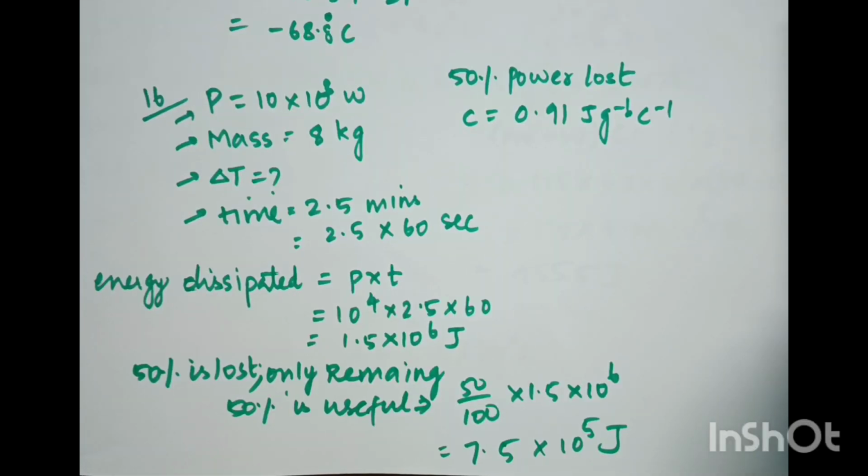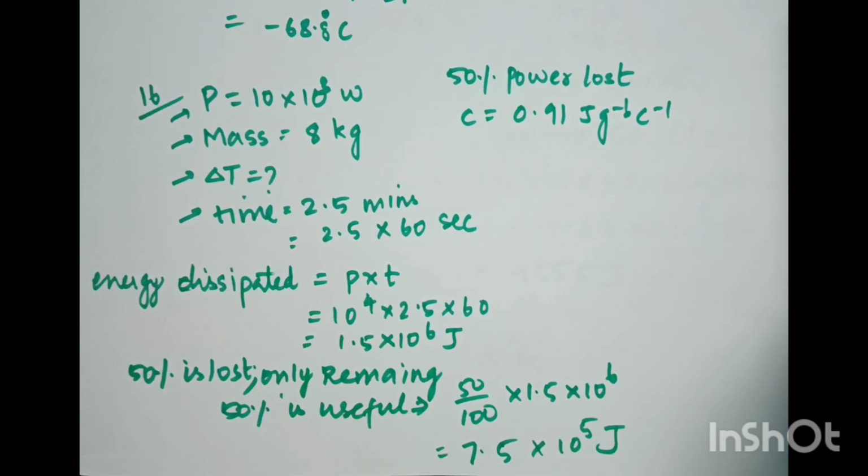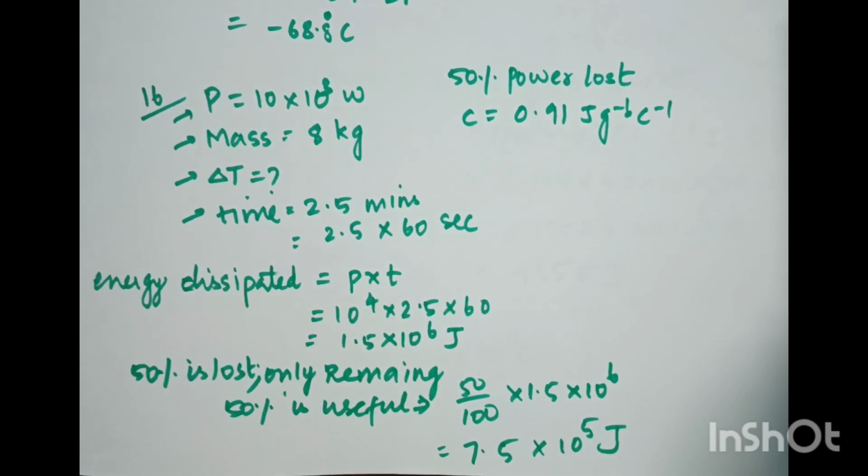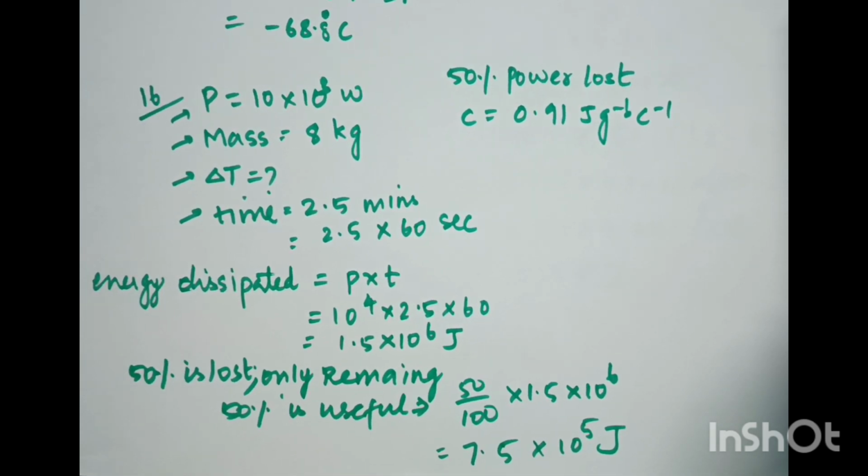So here we use a 10 kilowatt drilling machine to drill a bore in an aluminium block. The mass of that aluminium block is 8 kilogram, and they are asking us what is the rise in temperature of that aluminium block. The time given is 2.5 minutes, and it is also said that 50% of the energy is lost in heating and to the surroundings. So yes, we can see the answer.